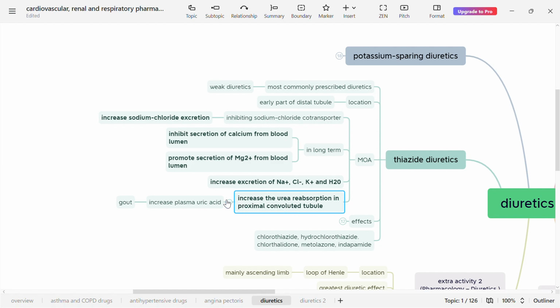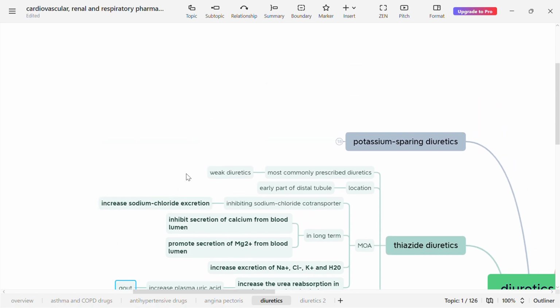This will increase the plasma uric acid. So the uric acid will cause the formation of crystals in the joint and ultimately cause the disease, which is gout.